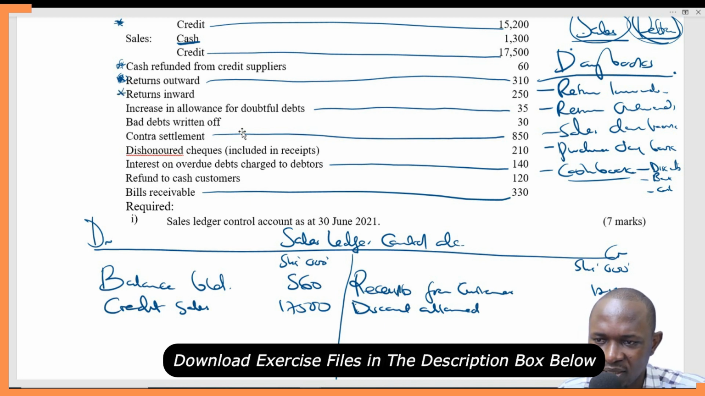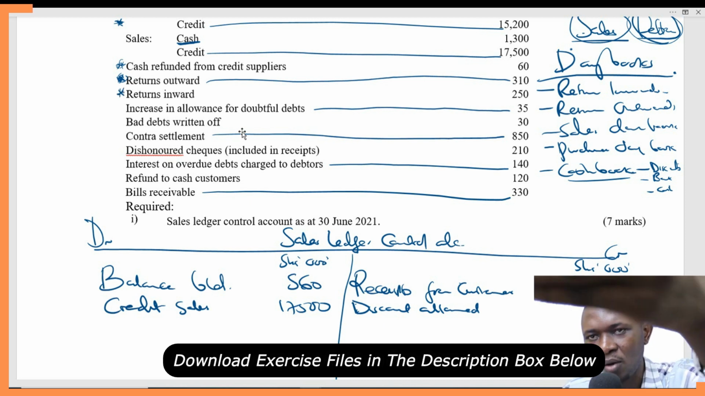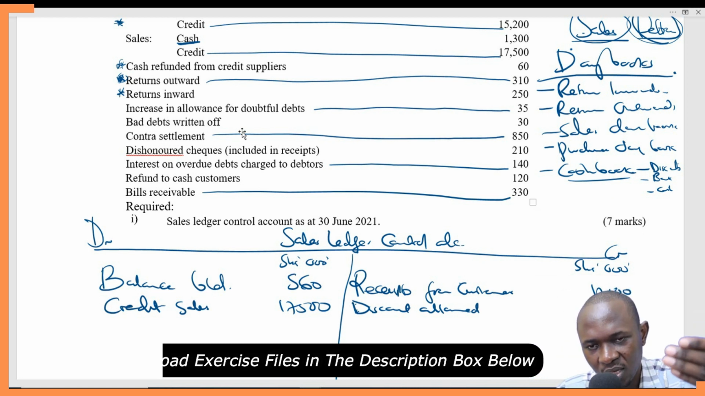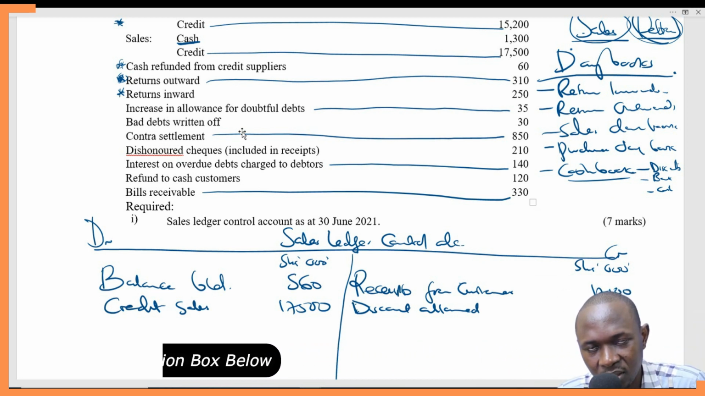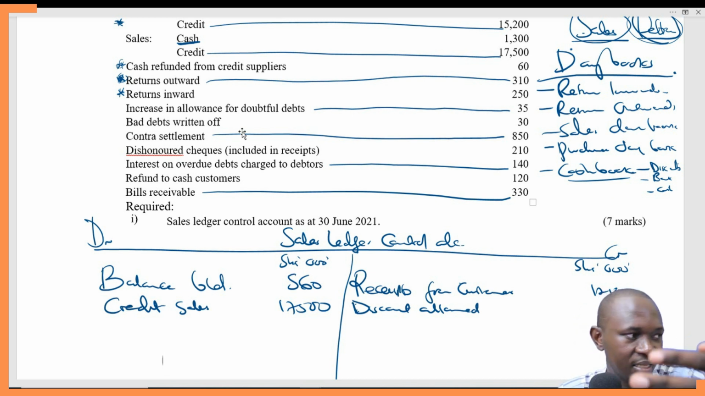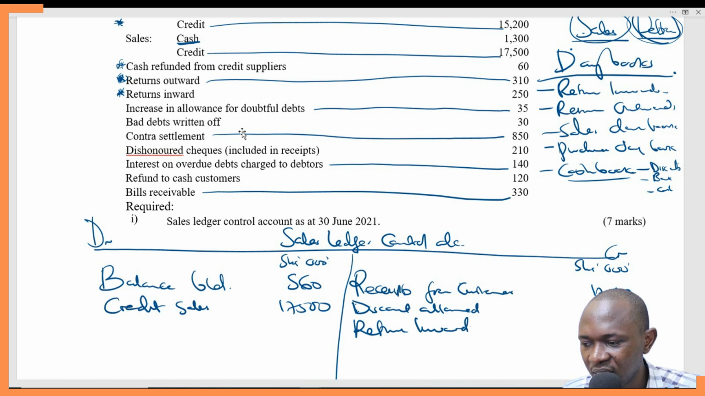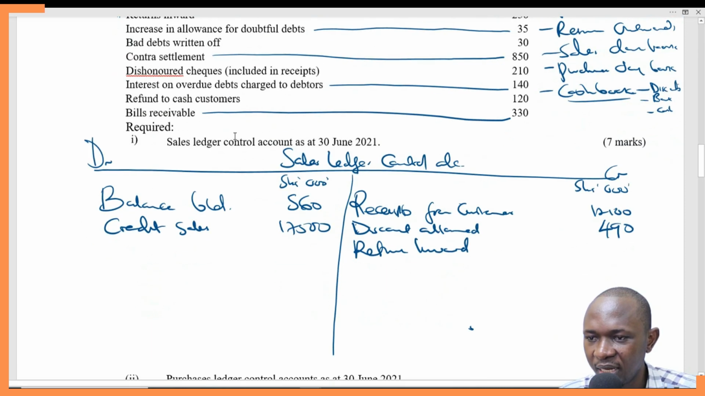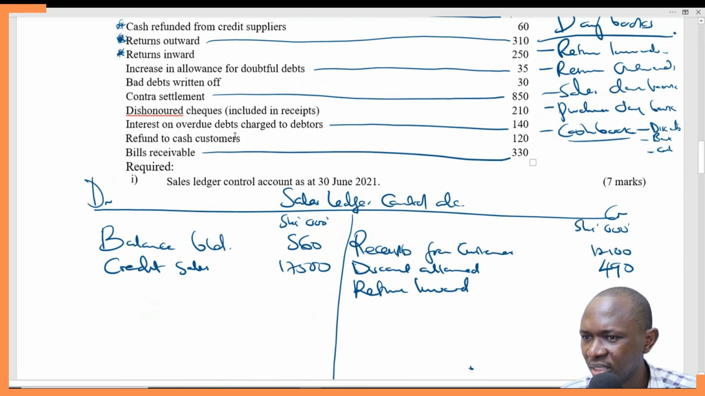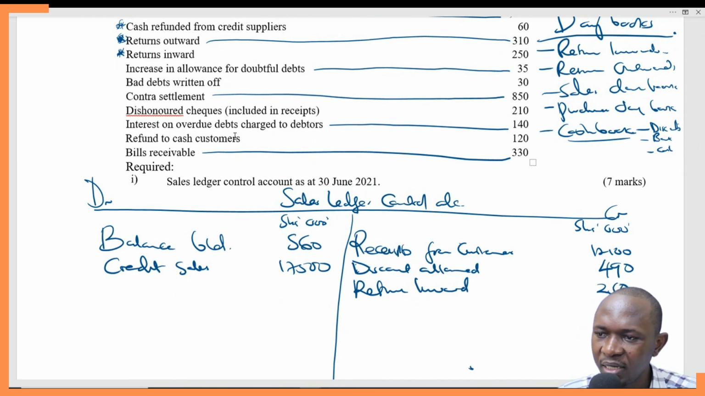Return inwards. It is the customer who returns the goods to us. For one reason or the other, they return the goods to us. So when they return the goods to us, of course, that has the effect of reducing their liability. We said anything that reduces their liability, we simply credit. So return inwards, how much is that? 250.